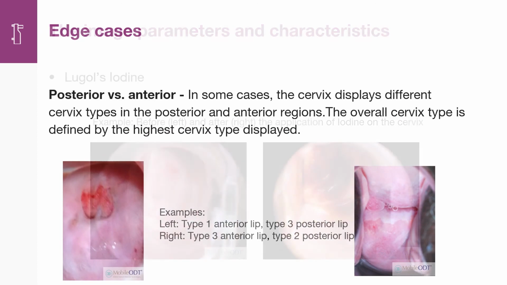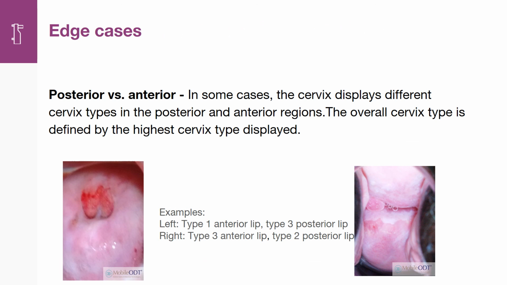In some cases, the cervix displays different cervix types in the posterior and anterior regions. The overall cervix type is defined always by the highest cervix type displayed.